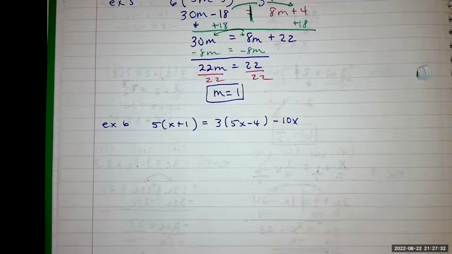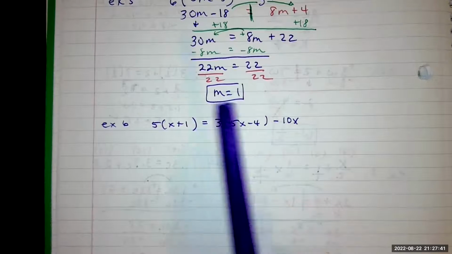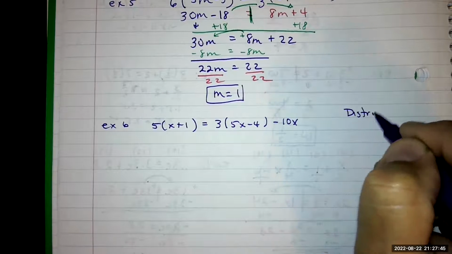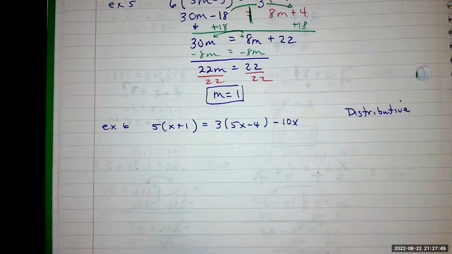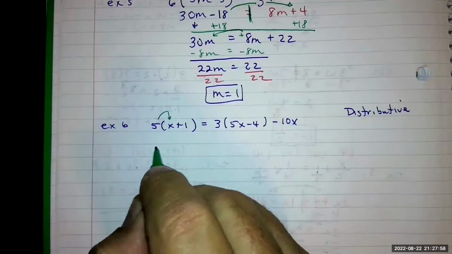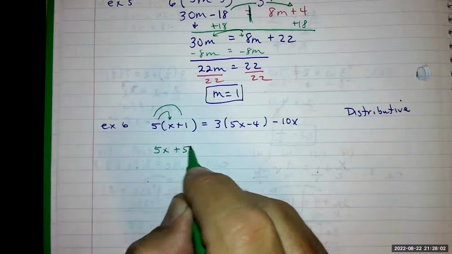All right, here's example 6. Now notice this one has parentheses, and it's got something a little bit extra back here in the back trying to hide out. So first thing is we're going to distribute first. So if you see a parentheses, always distribute first. So let's do that first. 5 times x is going to be 5x. 5 times 1 is going to be 5.